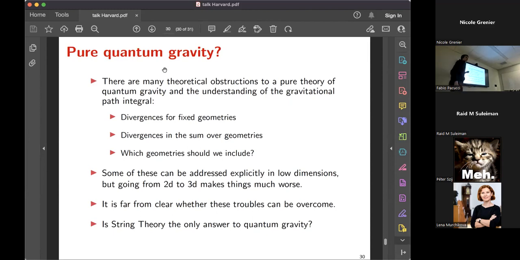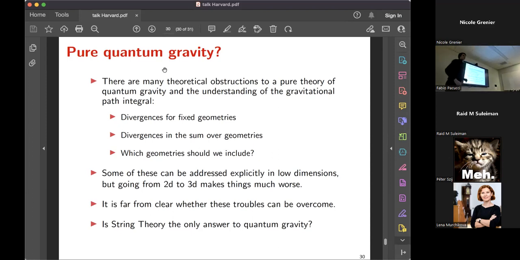And then the question I didn't address at all in this talk is which kinds of geometries you should even include. We could put some conical defects in our surfaces. We could cook up all kinds of stuff and try to see what we get. But yeah, I told you that some of those issues can be addressed in low dimensions. We know fairly well what happens in 2 dimensions. In 3 dimensions, we already know very little. In 4 dimensions, we know exactly 0, I think. So it's very unclear whether these troubles can be overcome and whether there's something like a pure theory of gravity. I tend to think there's none, but I'm very happy to be convinced of the other opinion.